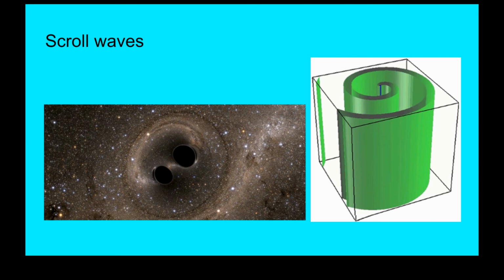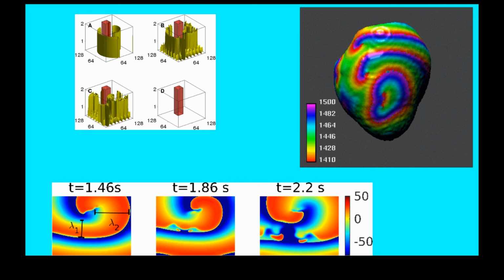So we can see scroll waves forming when two black holes are near each other. You can see modeling of wind around an obstacle using scroll waves. And the other two pictures, at the bottom and the top right, show that there's a remarkable amount of research being done on scroll waves as they apply to heart attacks.